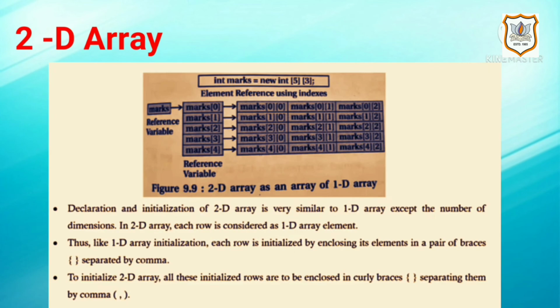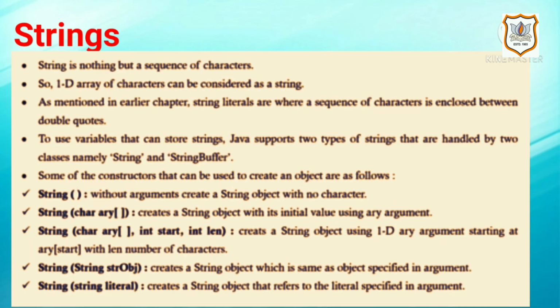Declaration and initialization of 2D array is very similar to 1D array except the number of dimensions. In 2D array, each row is considered as 1D array element. Thus, like 1D array initialization, each row is initialized by enclosing its elements in a pair of braces separated by a comma. To initialize 2D array, all these initialized rows are to be enclosed in curly braces separating them by comma.